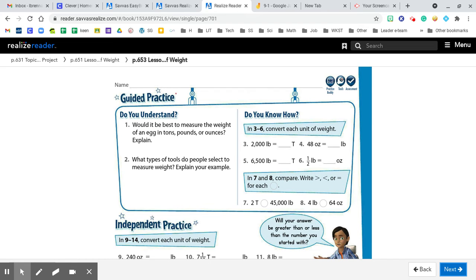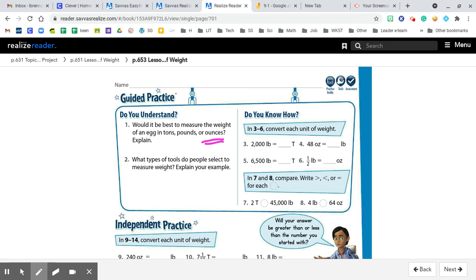Moving on. Would it be best to measure the weight of an egg in tons, pounds, or ounces? Those are the 3 units we're looking at. Eggs are pretty small, so you probably want to measure that in ounces. That's our smallest measurement. A car, you would measure in tons. A person, you could measure in pounds. So think of it that way. Cars and elephants, we measure in tons. Small things like eggs we measure in ounces.